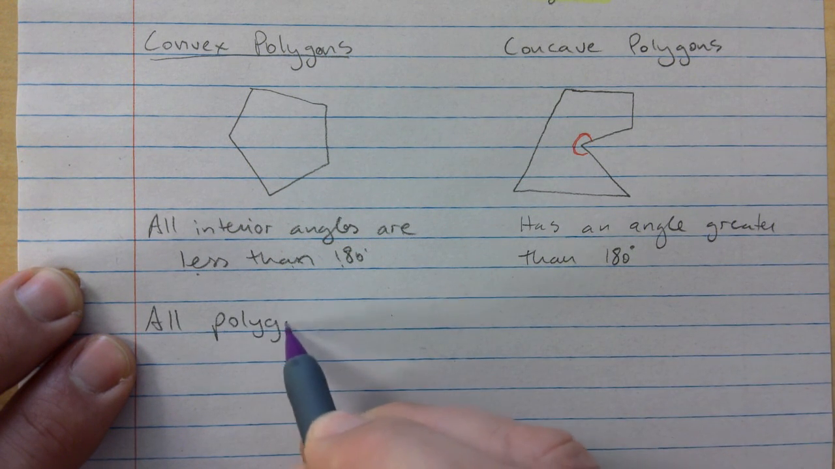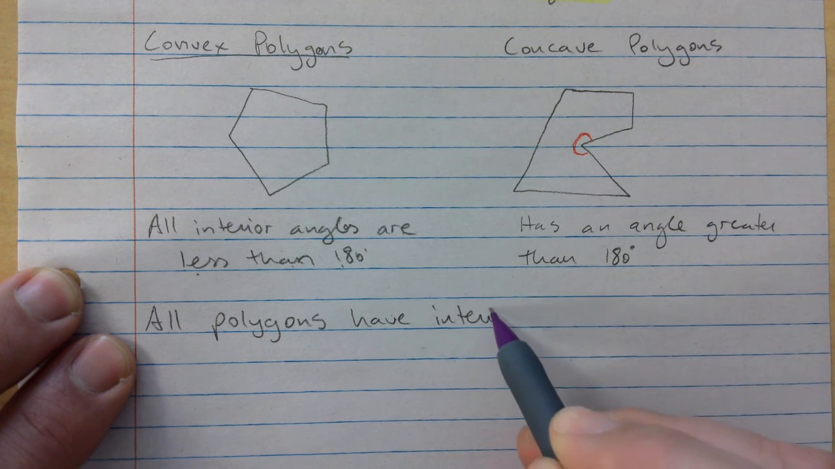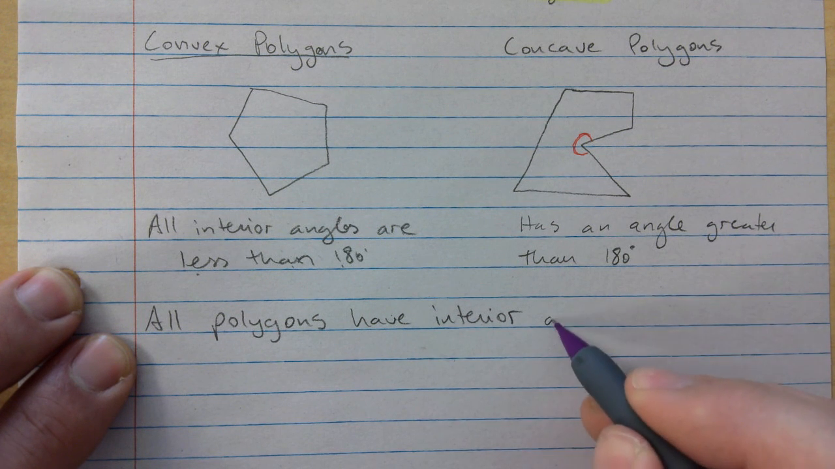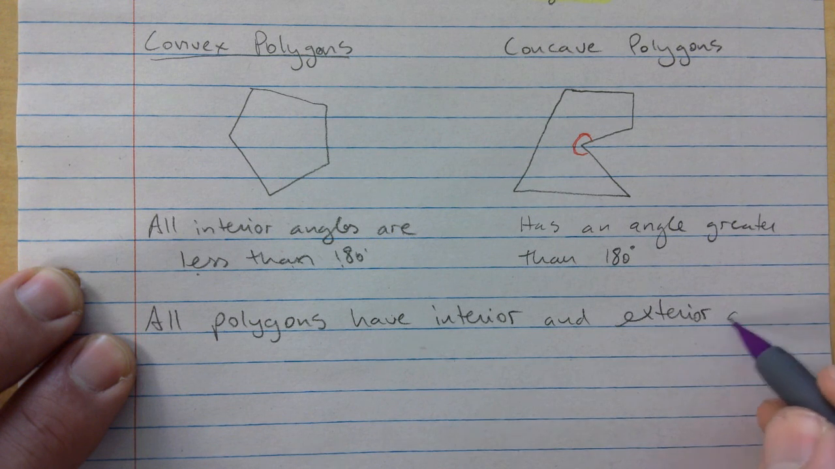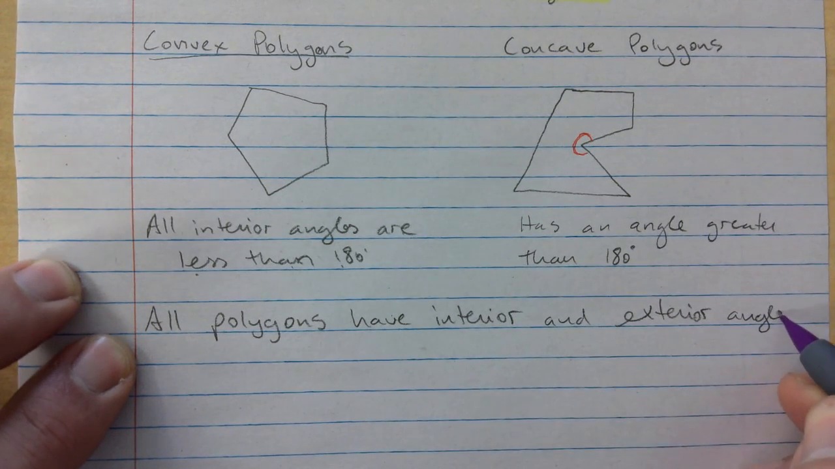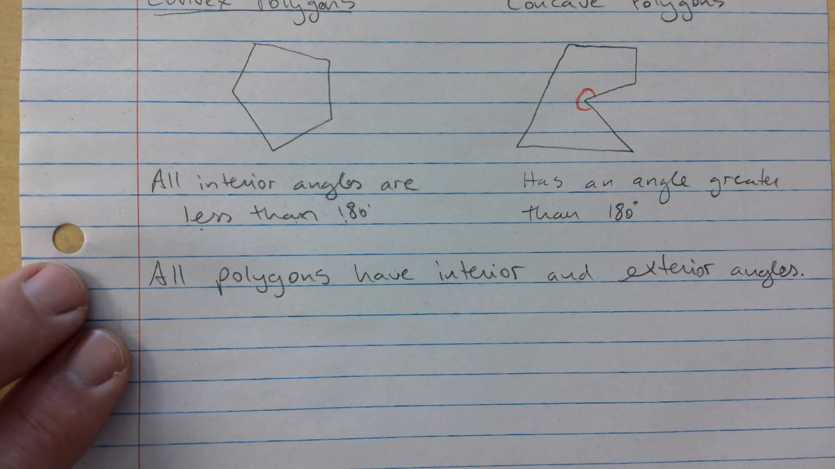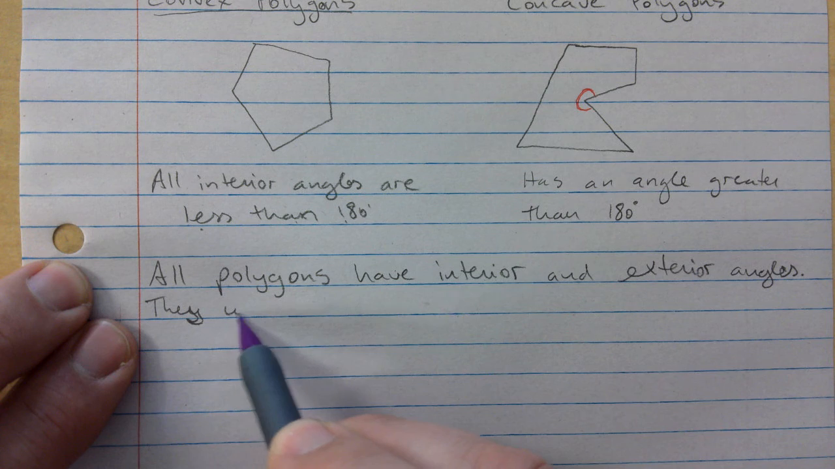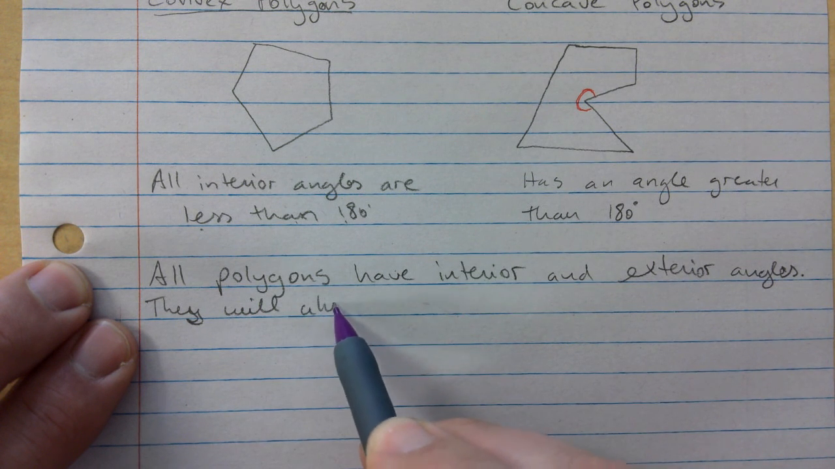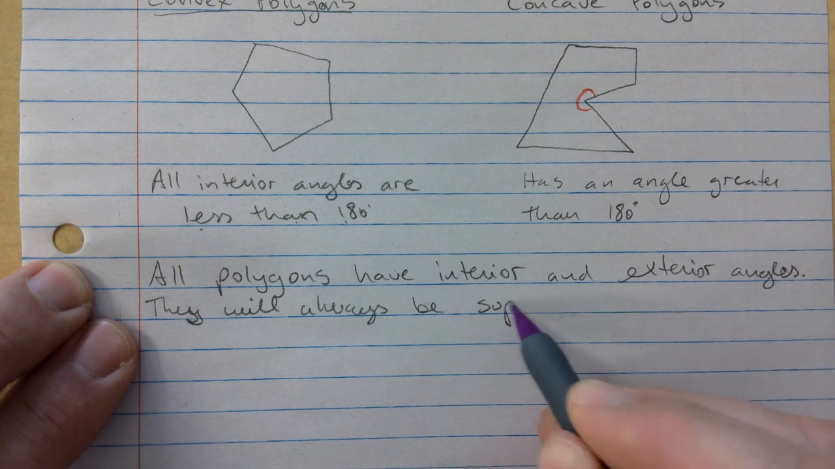All polygons have interior, sorry if I'm speeding up a little bit, but I want to get these notes in, and exterior angles. So this one is one where you might want to, if I'm going a little bit too fast, take advantage of the video later. They will always be supplementary.